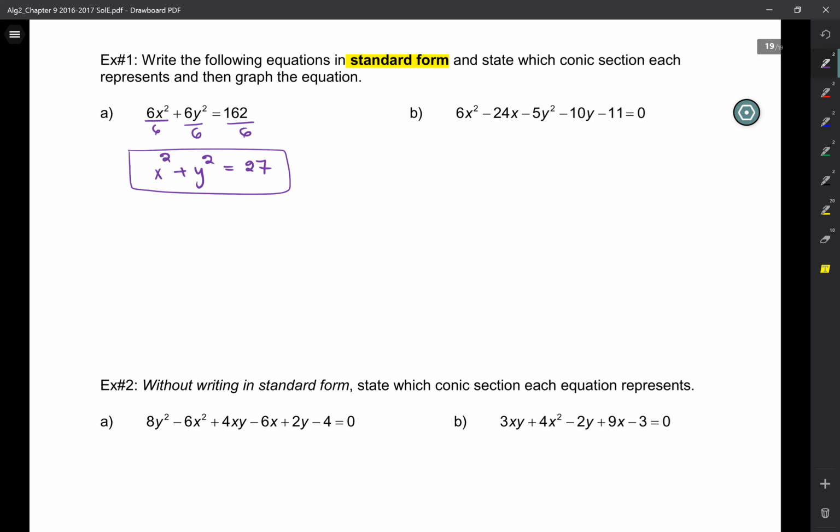You have to get rid of the 6's in front. You have to divide it out because the only way to figure out the radius, right, it's the square root of this number. It's the square root of this number only when the coefficients of x squared and y squared are both 1. Okay? So what is the radius then? It's the square root of 27, which is 3 root 3. And where is the center? 0, 0.